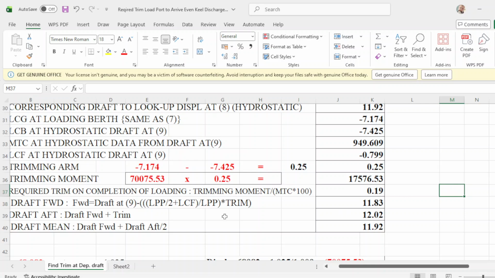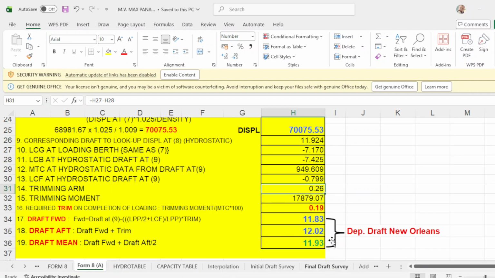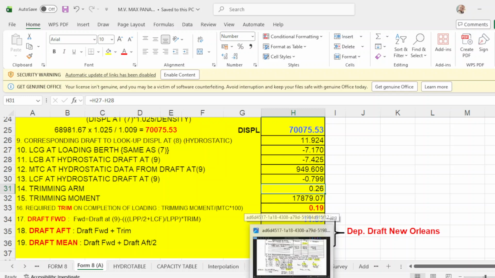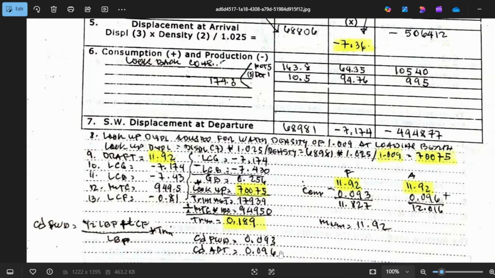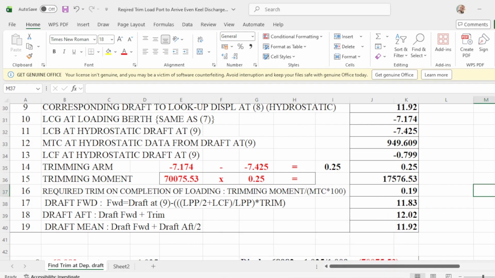Now, the required trim. The next will be the required trim. What we get here is 0.19 centimeters or 0.19 meters. The program is 19. And this one here, the trim is almost 19, 0.189. So it's almost 19. Okay? That's the trim. But in my manual, there are two solutions for trim.